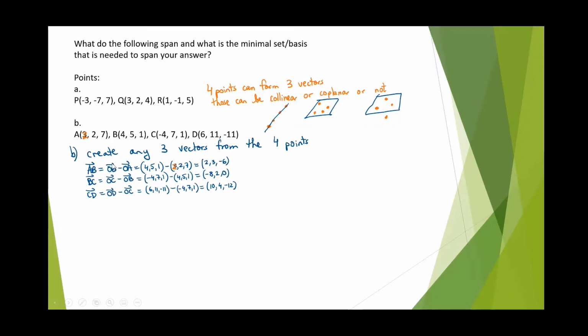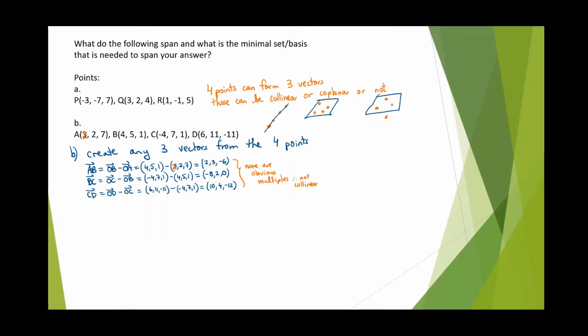So as before, we're going to create vectors out of points. This time we're going to do 3 vectors out of the 4 points. I have chosen AB, then BC, then CD. You could have created any other combination. It would not matter. Your steps in the middle, of course, will be different from mine, but the conclusion about what it spans will be identical. So you can pause here to verify my work and message me to let me know if I made any other mistakes.